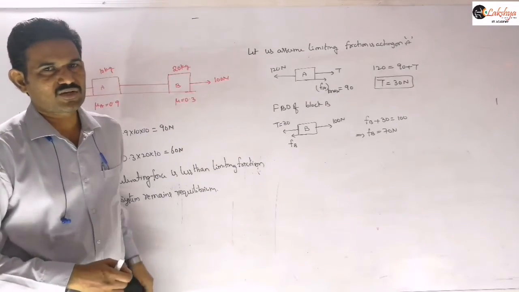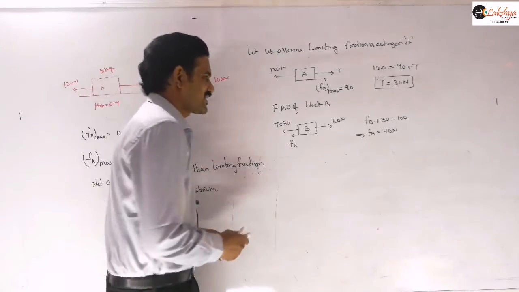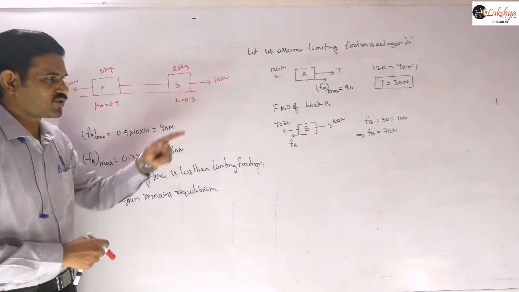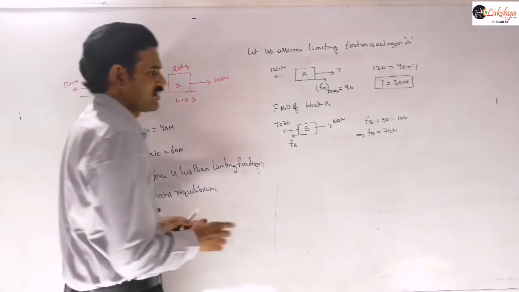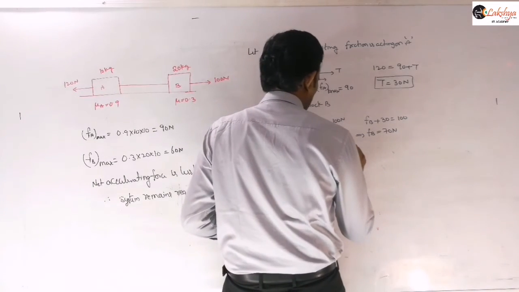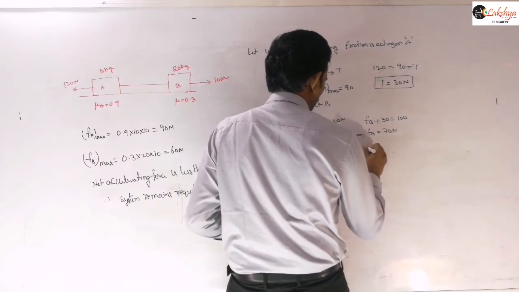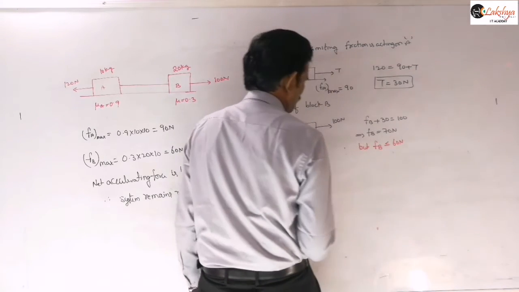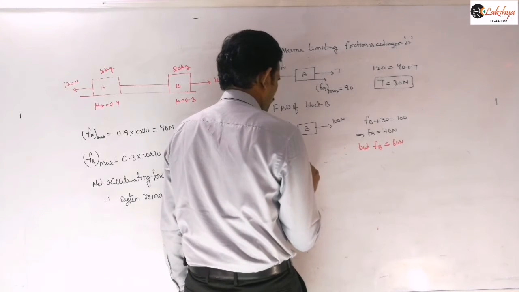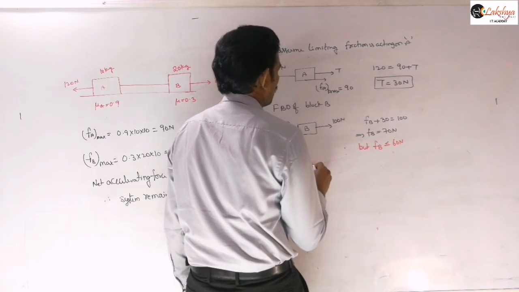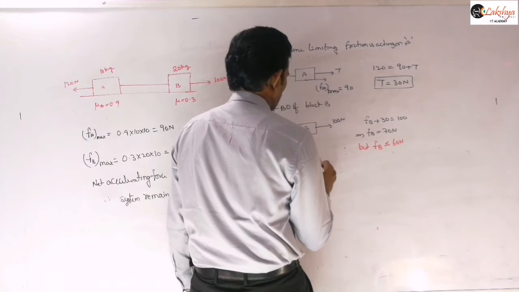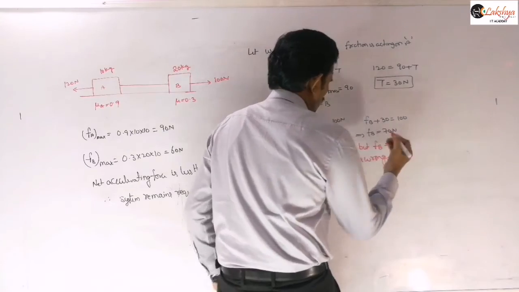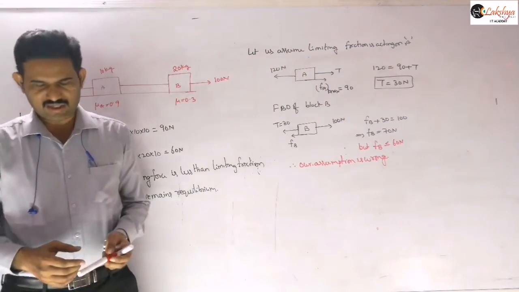So here what we can conclude is, now this frictional force is greater than our limiting friction here. You can observe that our limiting friction on the B is only 60 newtons, but here we are getting like 70 newtons there, right? So here it should be less than or equal to 60 newtons, right? Therefore our assumption is wrong.